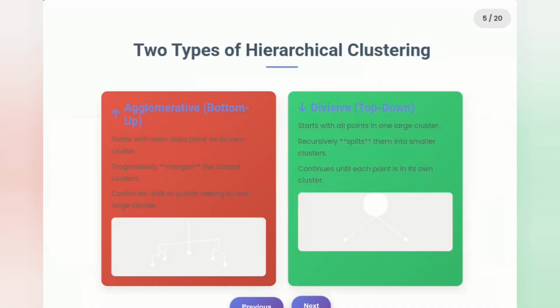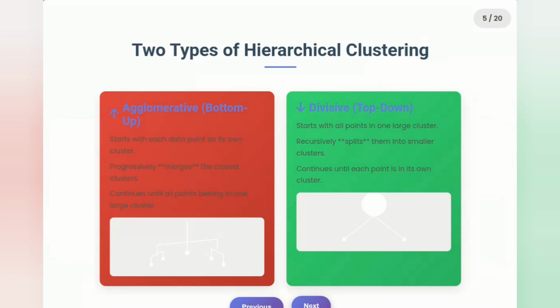There are 2 main approaches to hierarchical clustering. Agglomerative clustering starts with each data point as its own cluster and progressively merges the closest clusters until all points belong to one large cluster. This is the bottom-up approach and is more commonly used. Divisive clustering does the opposite. It starts with all points in one cluster and recursively splits them until each point is in its own cluster. This is the top-down approach.